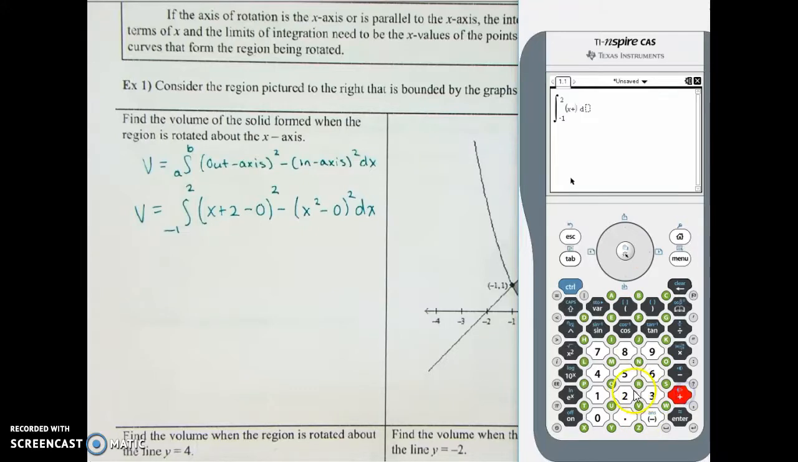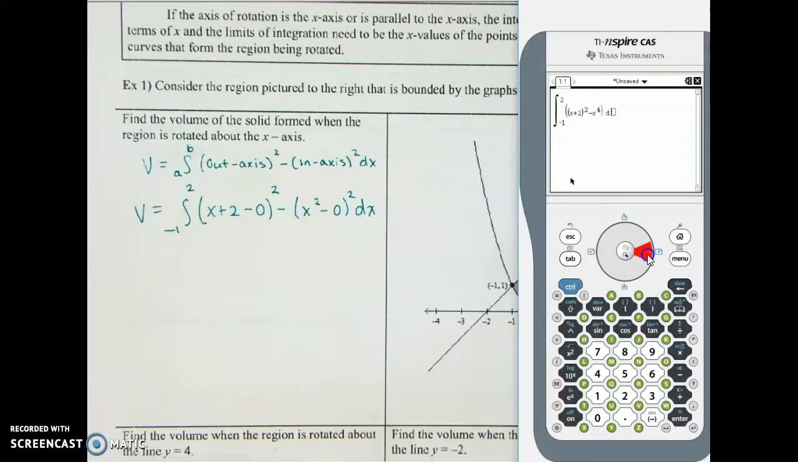X plus 2 in parentheses, and then we need to square that. And then we're going to subtract x squared. I need more parentheses, I guess. X plus 2 squared. There we go. Minus, what is x squared squared? It's just x to the 4th, right?